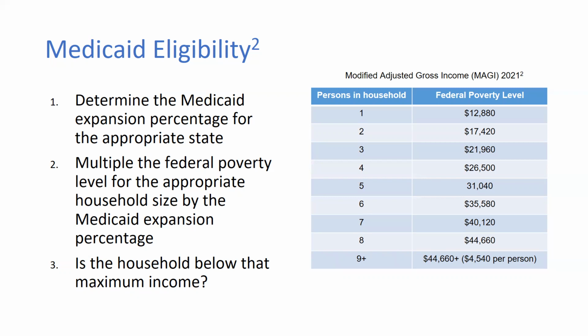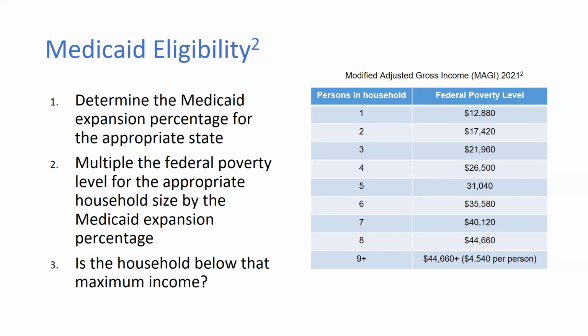So say you are a one-person household, your federal poverty level based on the 2021 data is $12,880. Say you're in a state with a Medicaid expansion rate of 110%, you would multiply that $12,880 by 1.1 to get your state's Medicaid eligibility maximum for your household type.